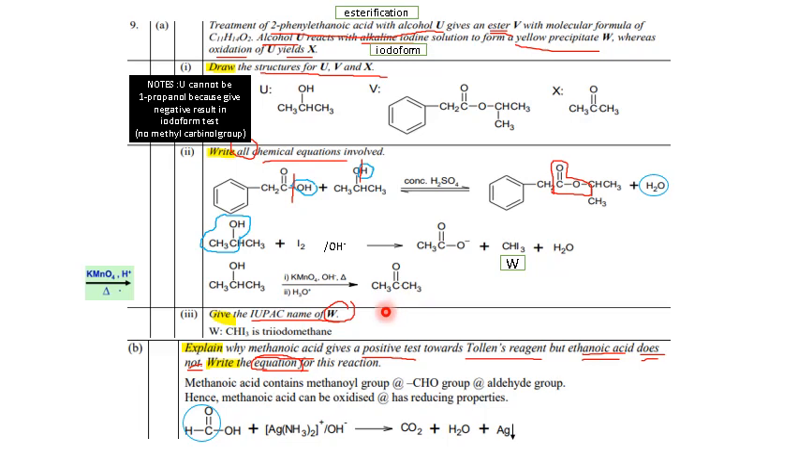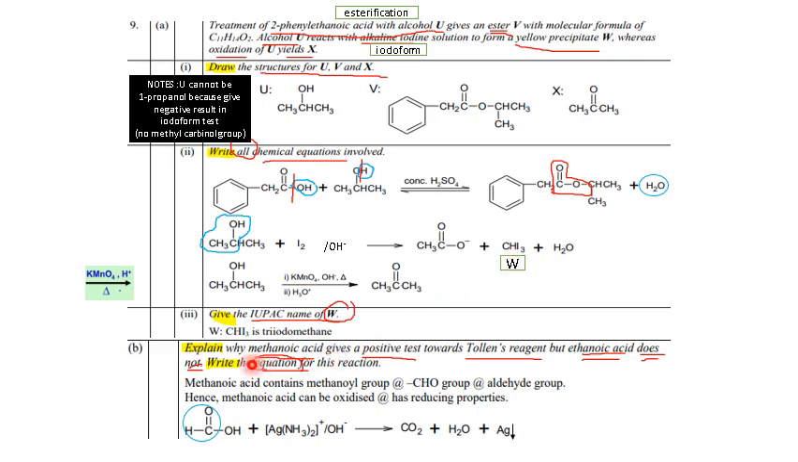Give the IUPAC name of W. So what is W? Yellow precipitate. It forms a yellow precipitate. W refers to this one. So this is triiodomethane.